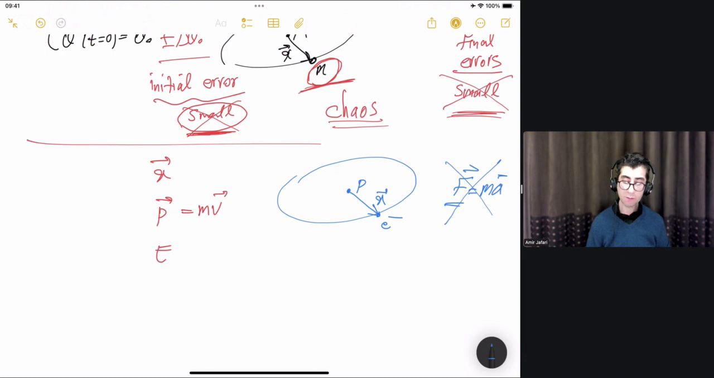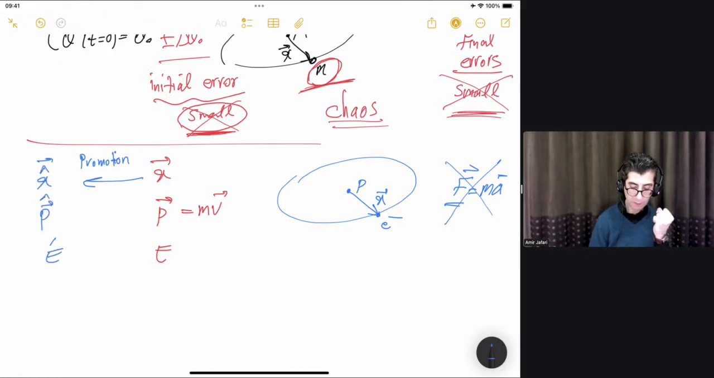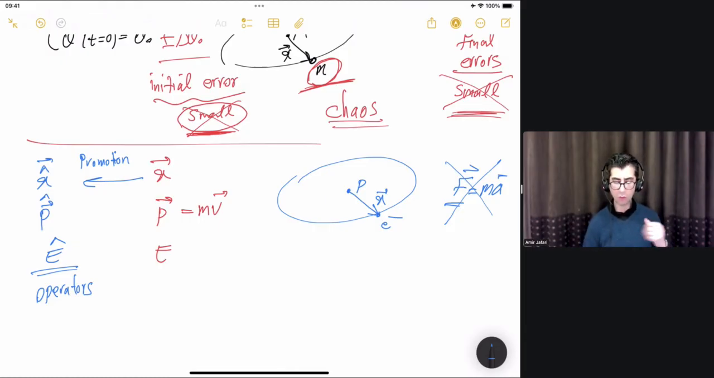So instead, we are promoting these variables to operators. These are operators now, operators in quantum mechanics. And why do we do this? Because the electron is like a wave. I'm not deriving quantum mechanics, and I'm not talking about the postulates of quantum mechanics. I'm reminding you very quickly of what we have in quantum mechanics in practice when we try to solve a problem or think about something like an electron.